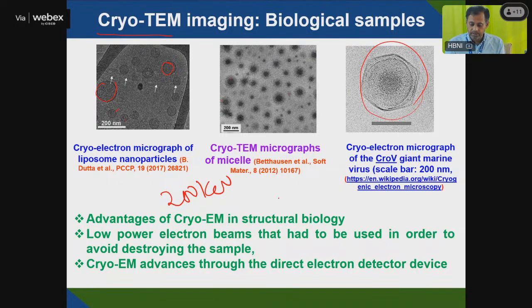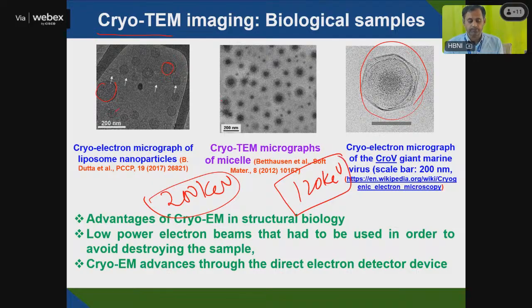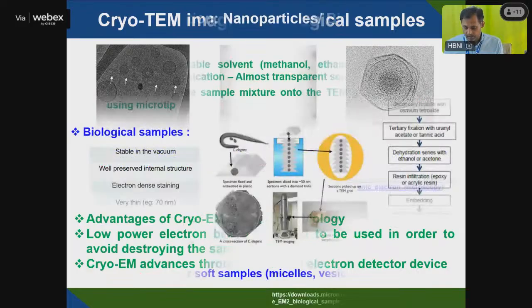In case of cryo TEM, instead of 200 keV, this is 120 keV. The energy is very, very low. At 120 keV, most of the structure can be preserved, and low power electron beams have to be used here. Cryo EM is advanced through direct electron detector devices. That means here the electron interaction is less in case of this cryo mode, so you'll be able to get the bacterial or virus structure.